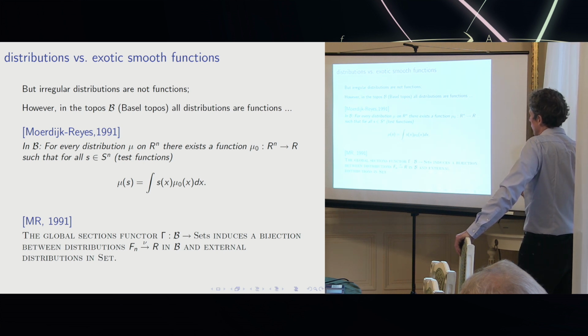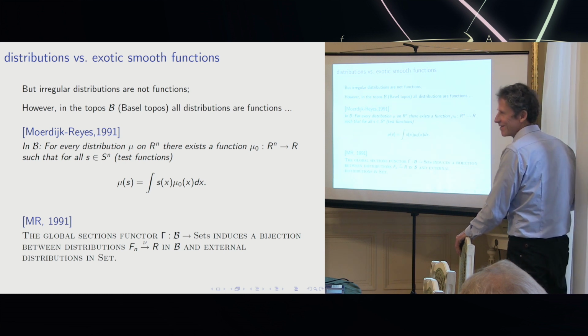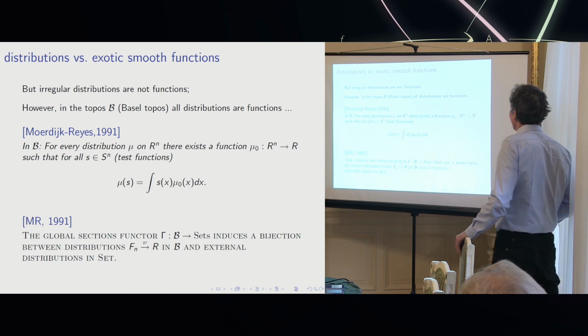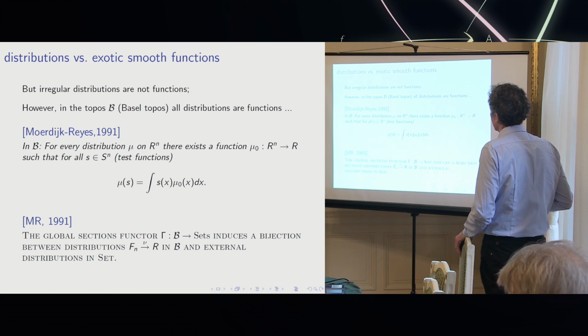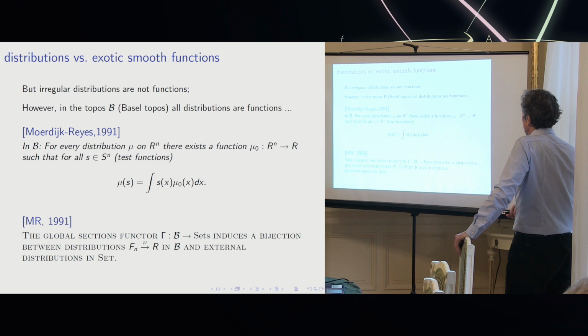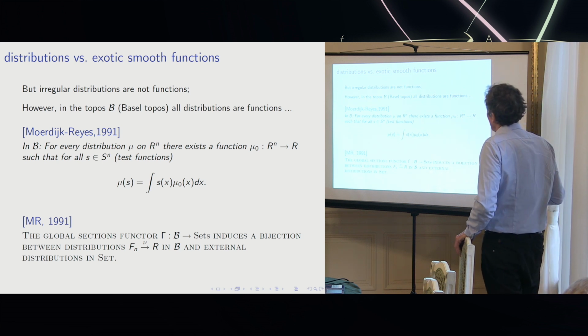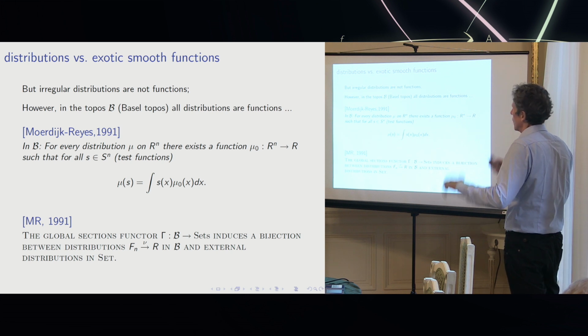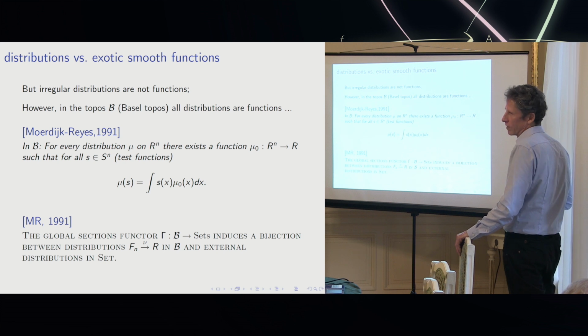However, in the topos, in the Basel topos, which was rather extensively discussed by Rysiek yesterday, all distributions... Okay, but you didn't mention that. In the work of Moerdijk and Reyes, the book about smooth infinitesimal analysis, the Basel topos supports such a correspondence: for every distribution in the topos B, there exists a function which makes this distribution regular in this topos. And of course, we know from the other side that to support such a result, we need to make a switch from the object of natural numbers, which is standard, to the object of smooth natural numbers, which is non-standard.